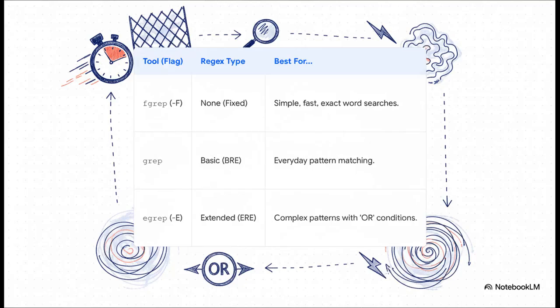So let's just recap real quick. Use fgrep when you need speed and you're looking for fixed strings. Use grep for your daily pattern matching needs, and then pull out egrep when you need that extra logical firepower, like an OR search. Honestly, choosing the right tool is half the battle.